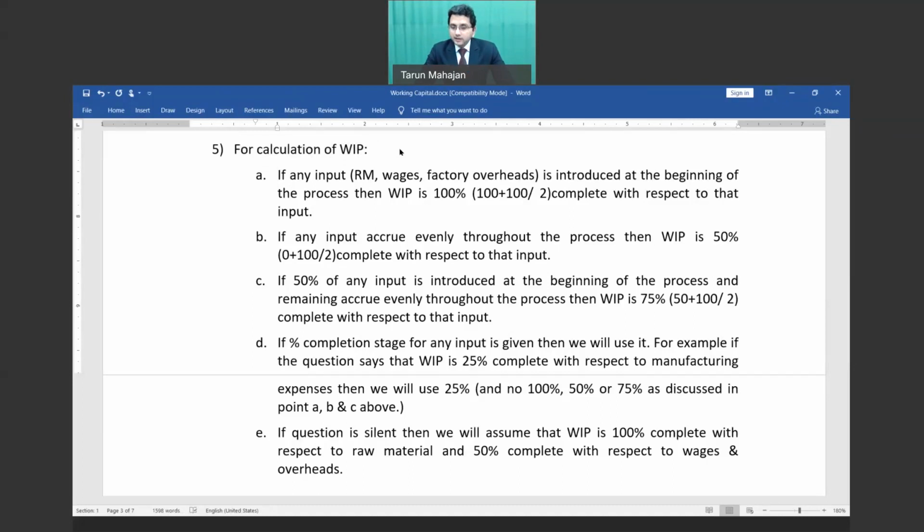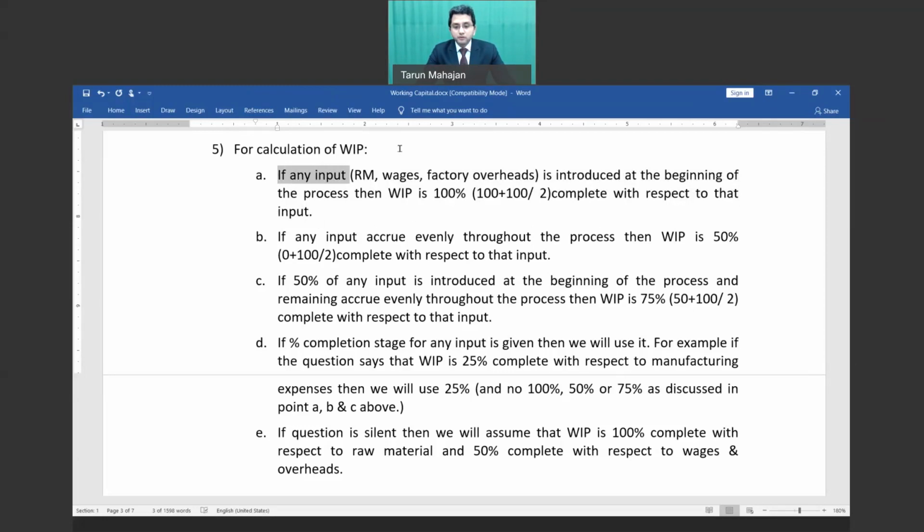So how to do that exactly? First, we will try to calculate the value of 1 unit of WIP. And then we will multiply it by the number of units which are in process. First, we will figure out what is the value of 1 unit of WIP, and then we will multiply it by number of units. Per unit cost into number of units. There are 3 inputs: raw material, wages and factory overhead.